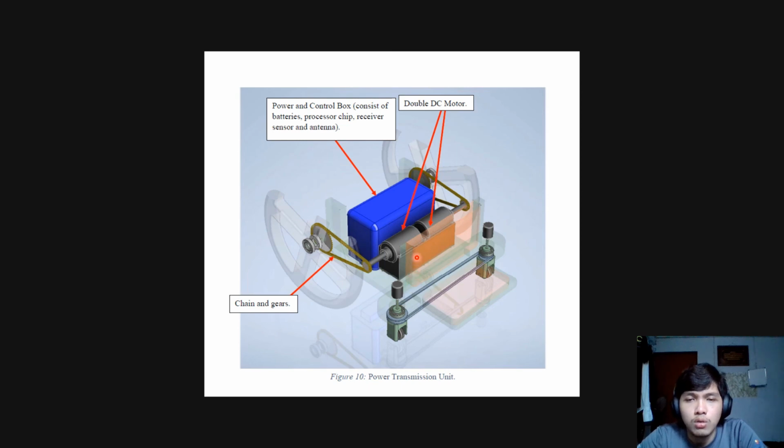There are two DC motors opposite to each other on the mounting, connected to the gear and also the chain. These are the bearings, as you can see.